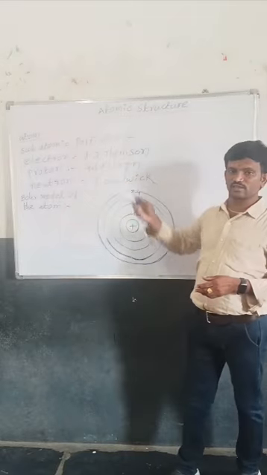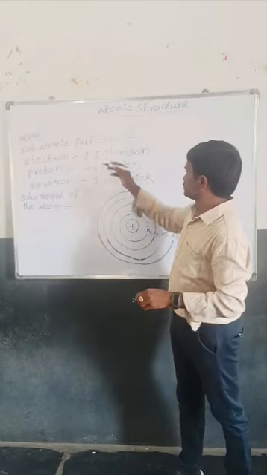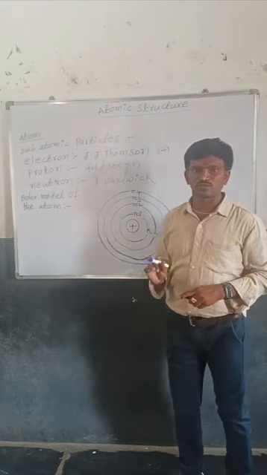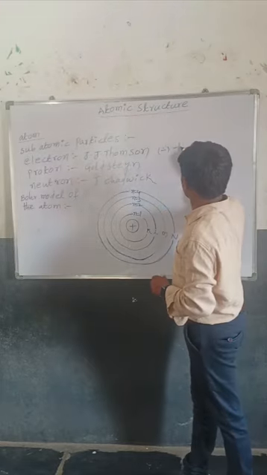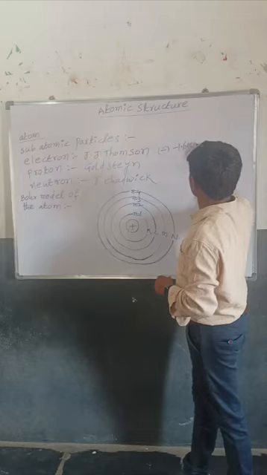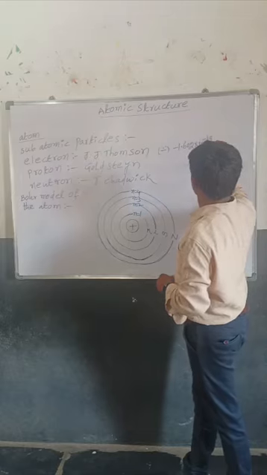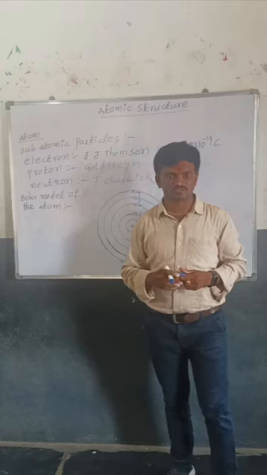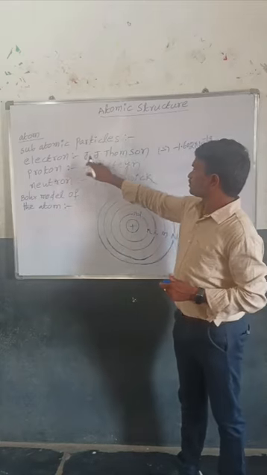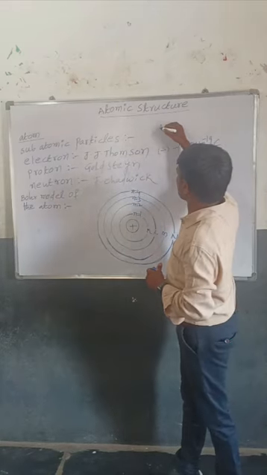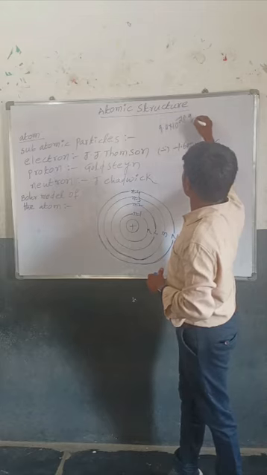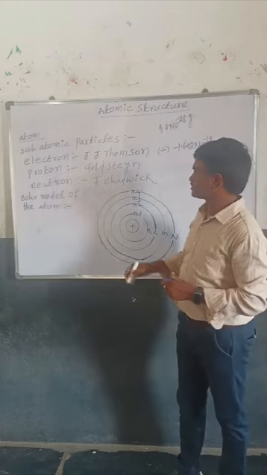Electron was discovered by J.J. Thomson. The charge of electron is negative. The charge of electron value is minus 1.602 into 10 to the power of minus 19 coulombs. The SI unit of charge is coulomb. Mass of electron is 9.0 into 10 to the power of minus 28 grams.